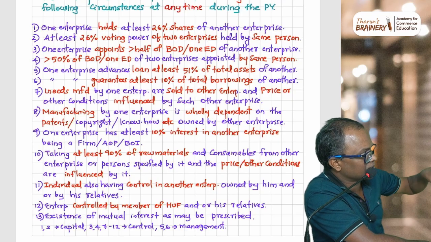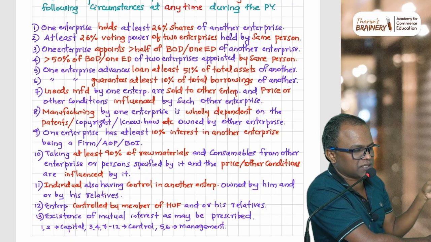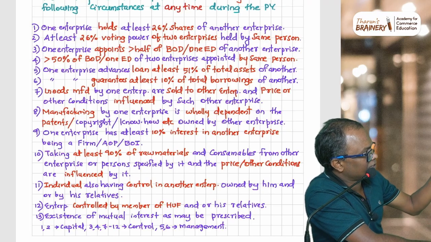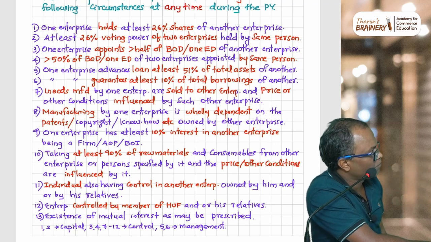Two companies, and there is a third company. That third company holds 26% shares in both of the other two companies. Then the other two companies will be deemed to be AE. So at least 26% voting power of two enterprises held by the same person, then the other two enterprises will be deemed to be AE.